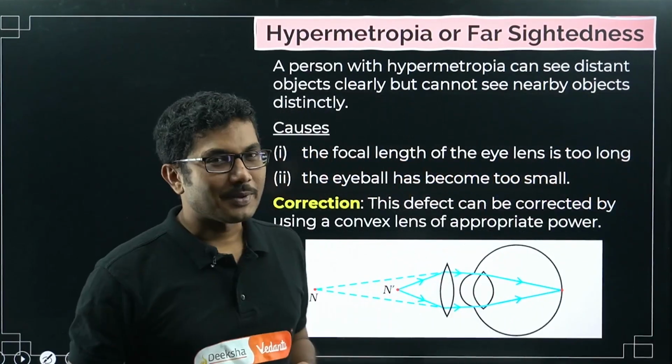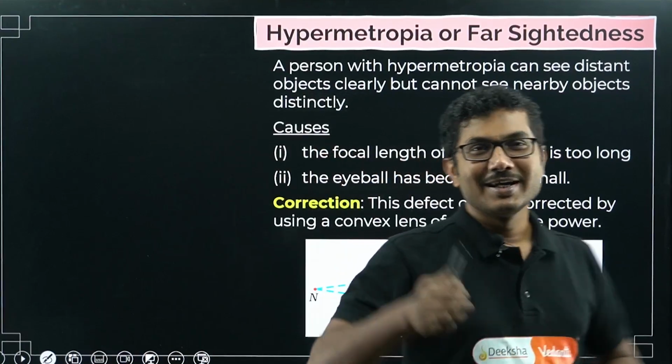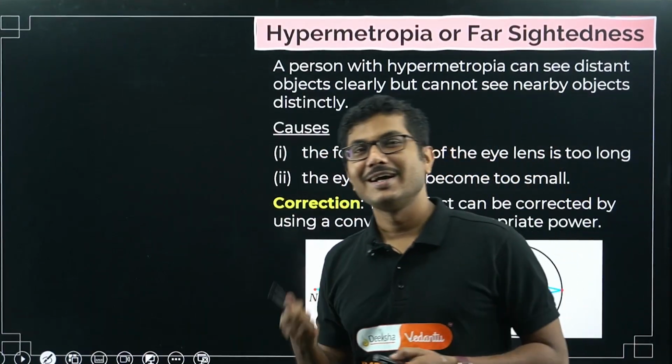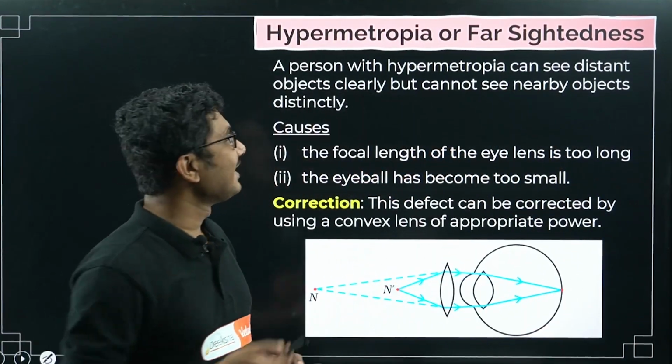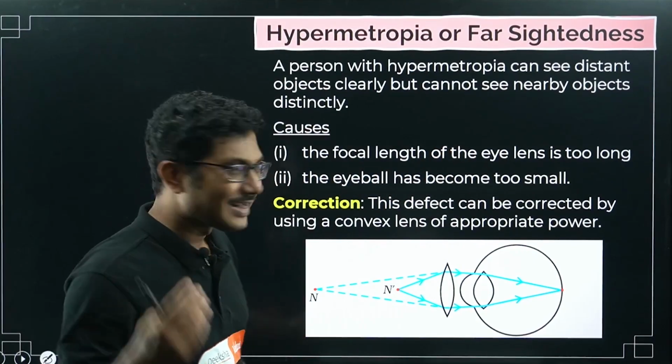Okay, so someone is playing PUBG, instead of shooting the enemy, he shoots the friend because he has nearsightedness. So that is a very farsightedness. That is a very unfortunate thing.